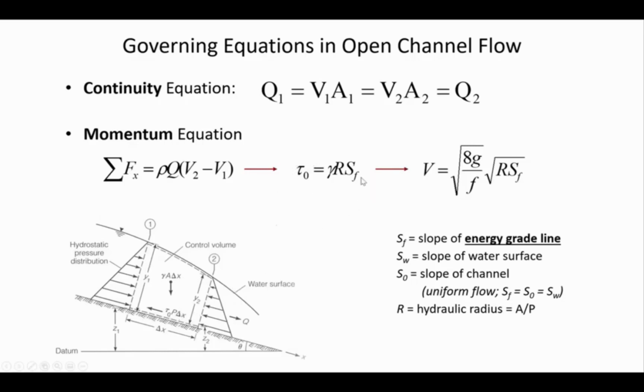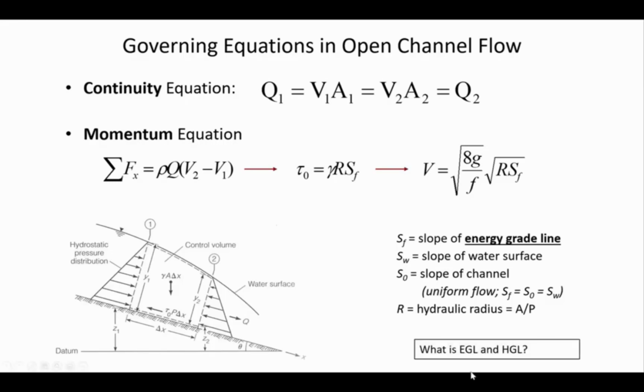So the shear stress is related to the slope of the energy grade line, S sub F, and the relationship between the shear stress and the Darcy-Weisbach equation that we learned in closed conduit flow still applies in open channel flow as well. It's just that it's not common for us to apply the Darcy-Weisbach equation in open channel flows. We don't usually calculate F values for open channel flow. Instead, we use a different equation for flow resistance. We use the Manning equation.